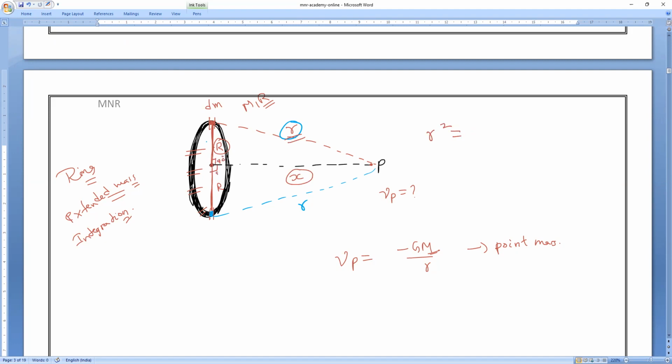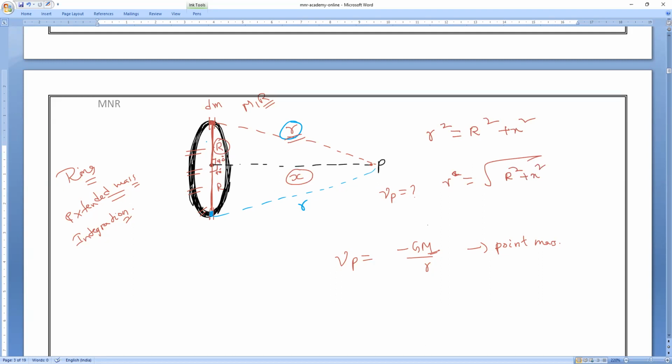Speak, guys. 90 degrees. So r square is equal to, what is that, everyone? Capital R square plus x square. So r square is equal to, what will happen, everyone? Now r is equal to root over R square plus x square.